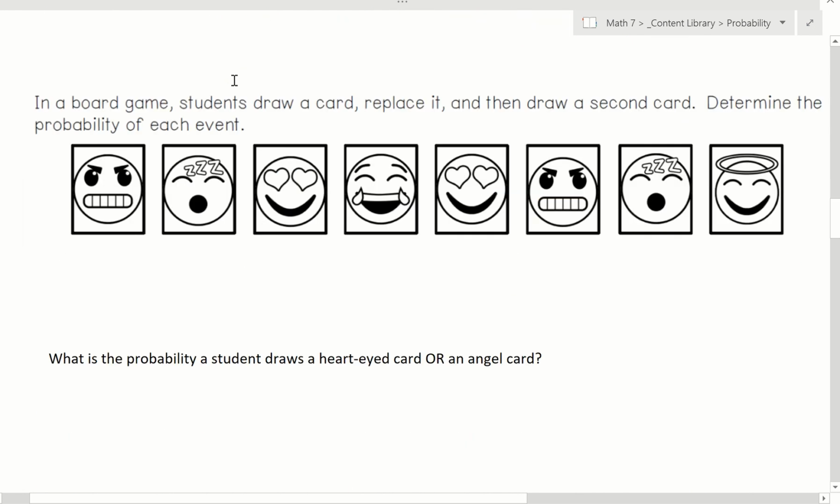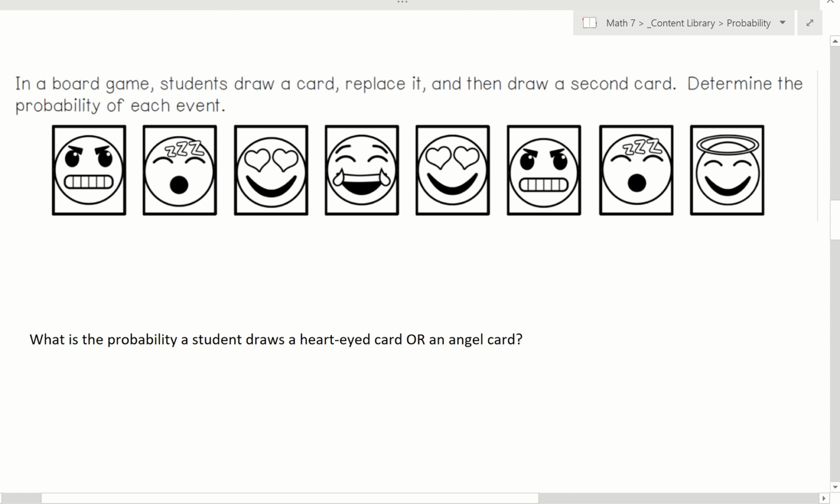So let's look at these cute little emoji cards. In a board game, students draw a card, replace it, and draw a second card. Determine the probability of each event. So here are my 8 cards. We have an angry card, a sleepy card, a heart card, and a crying card, it looks like, or a laughing card, I guess, and an angel card.